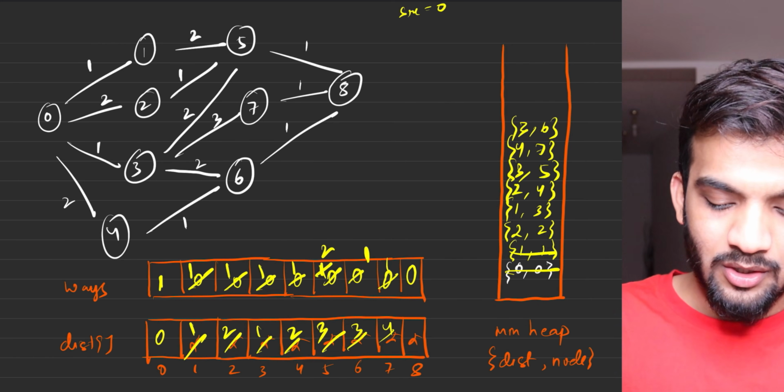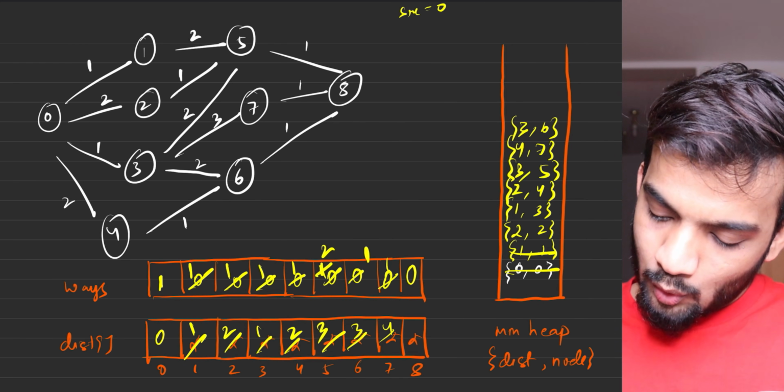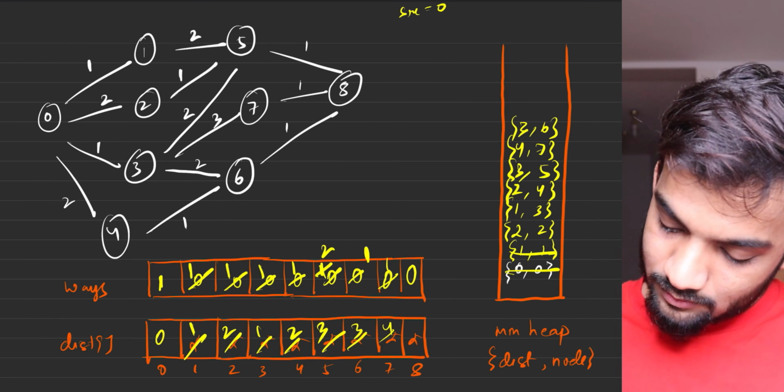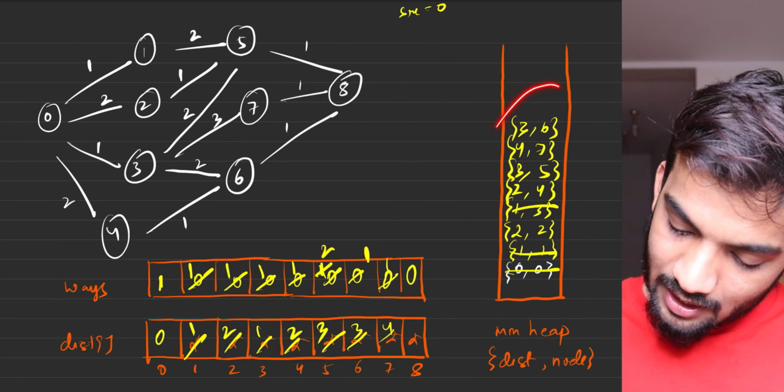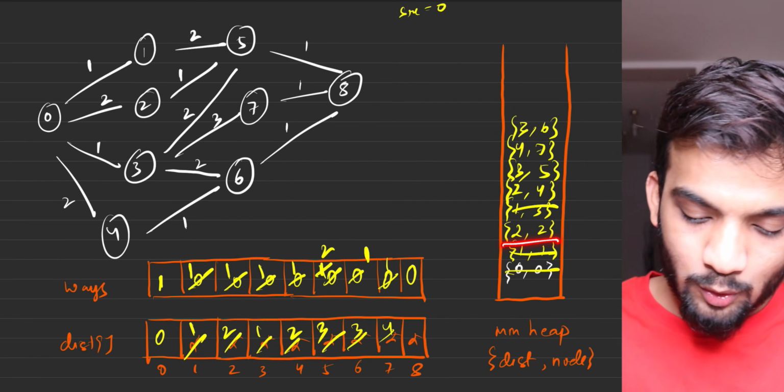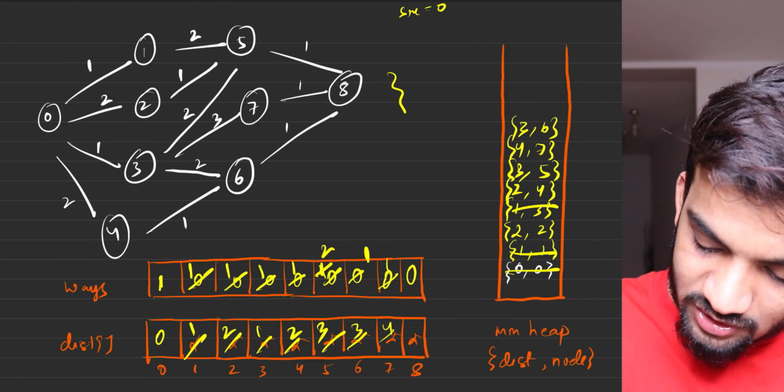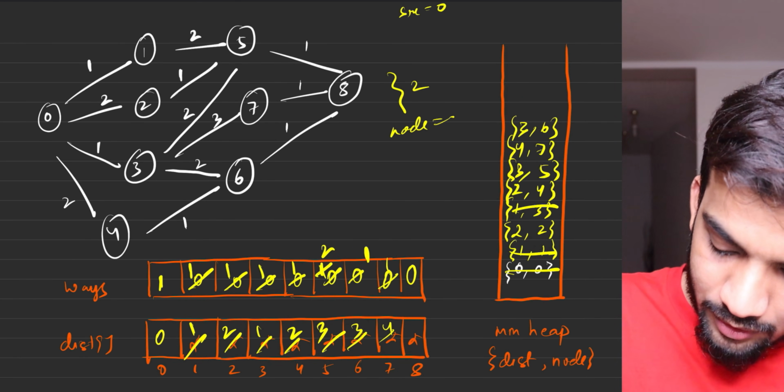I've erased this. What's the next thing? By the way, 1 comma 3 is done. So erase it. Now, who is the next guy out of this, which is the smallest? 2 comma 2, take a 2 comma 2. Distance of 2 to a node 2.